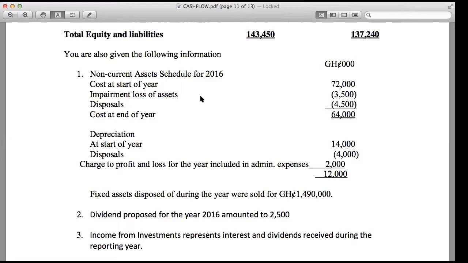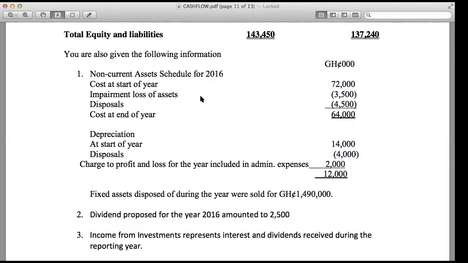Okay. Disposal during the year. The cost of the asset disposed is 4,500. So the asset that is sold, the cost is 4,500. Why? Because it's under the cost position. Then cost at the end of the year. So that's the closing balance of the cost.